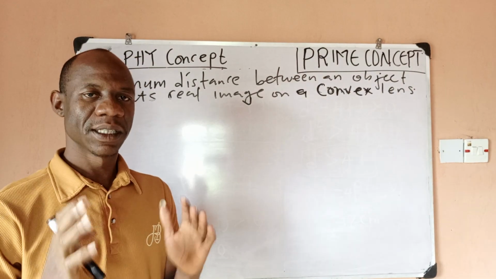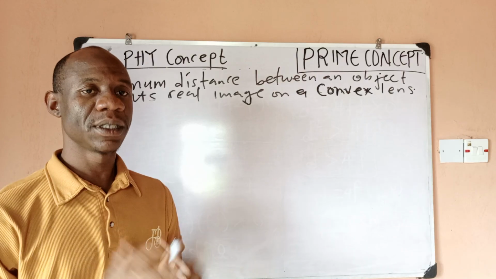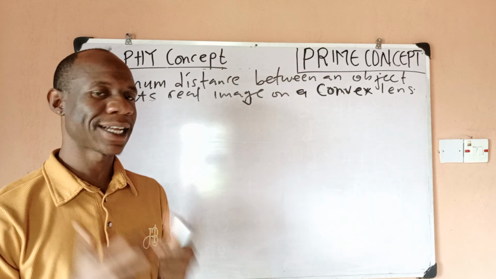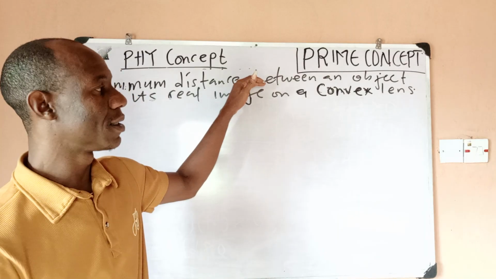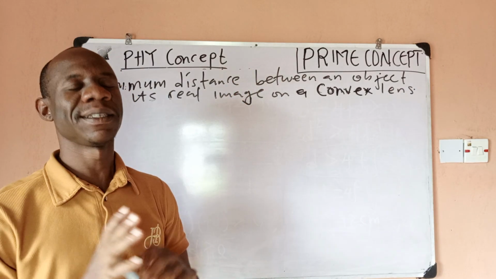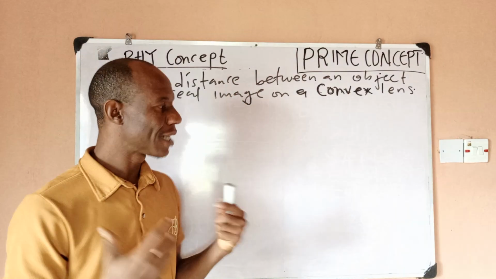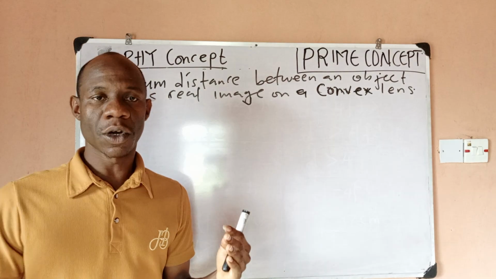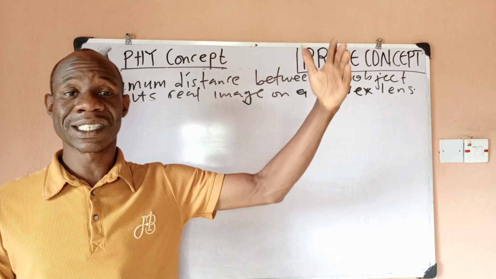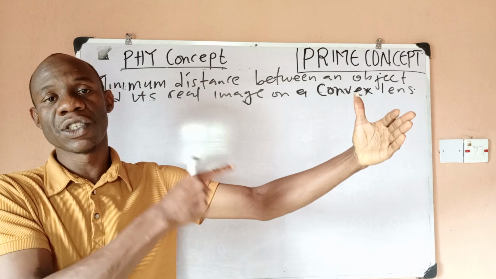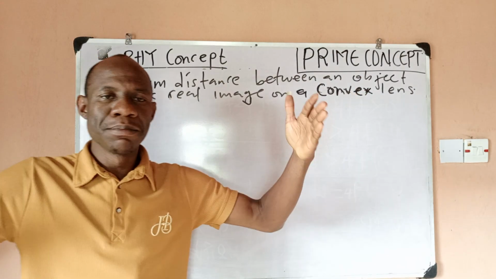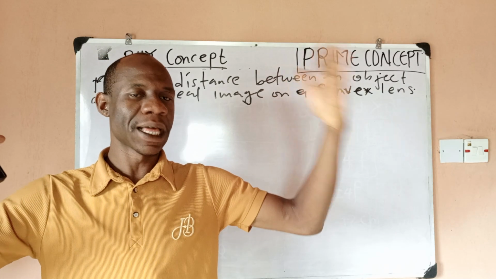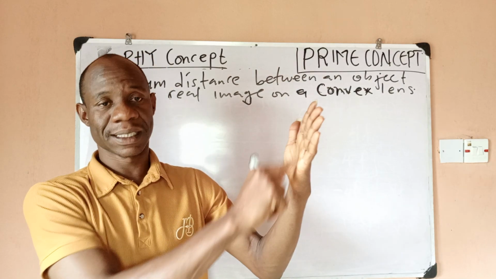In this video, I want to consider a very important concept, especially important to those that are carrying out experiments on convex lenses. Now, you are carrying out an experiment on a convex lens. You have your object and then you have your screen, which is where your image would be formed. And there is a minimum distance that you should keep your object and your screen so that you can capture an image on that screen.